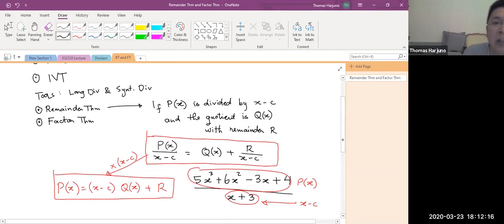So this is basically what they call the division pattern. Now, the remainder theorem says the following. If the polynomial is divided by x minus c and you get this quotient q(x) with remainder r, then we can rewrite this box here like this other box. Now, what the remainder theorem says is the following: P(c), if you replace the x by c, then the value will be equal to r.